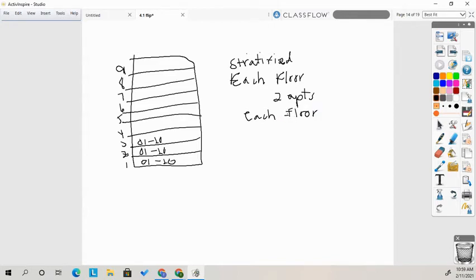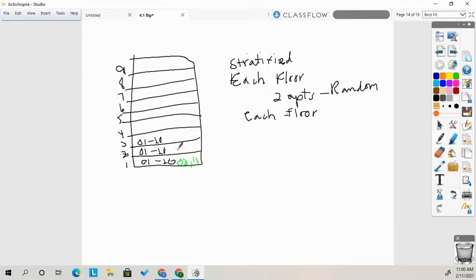Okay, 2 apartments off of each floor. All right, so how do you get those 2 apartments? You use a random sample for each one, a separate random sample. So let's say I go to the table of random digits, I'm on floor 1, and the numbers that I get are 3 and 17.